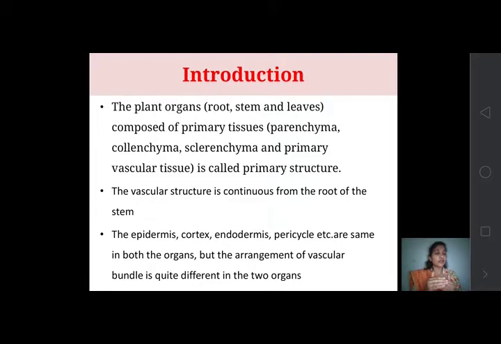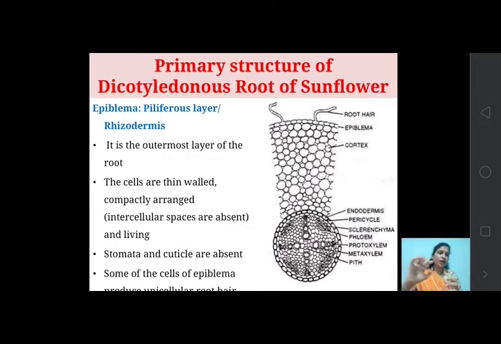Under the endodermis the pericycle is present, and under the pericycle there are vascular tissues or vascular bundles, which are made up of xylem and phloem. So this is the arrangement of the tissues in the internal structure of the stem and the root. So let's see in the figure how it is arranged.